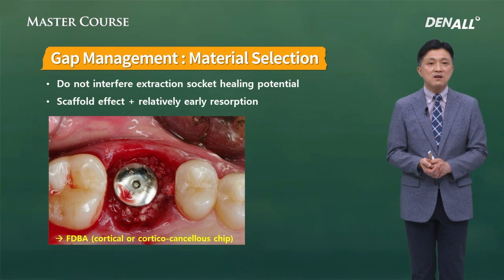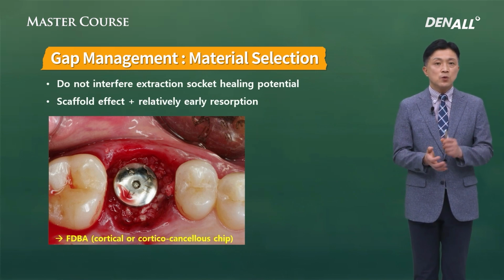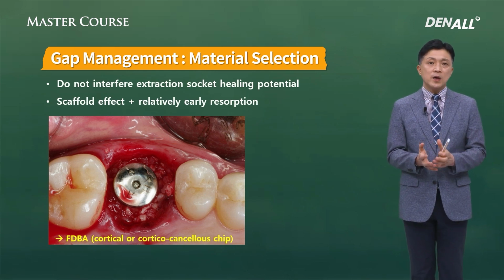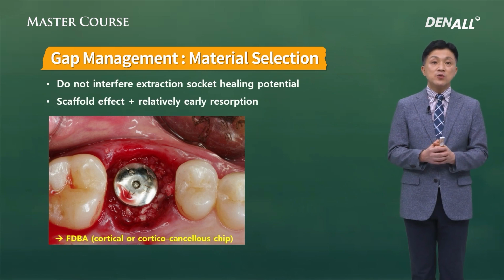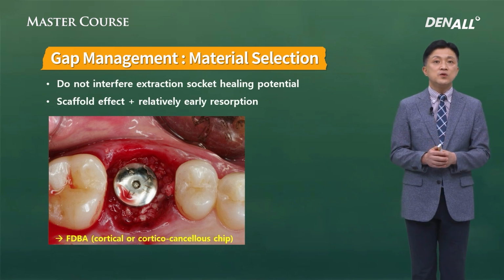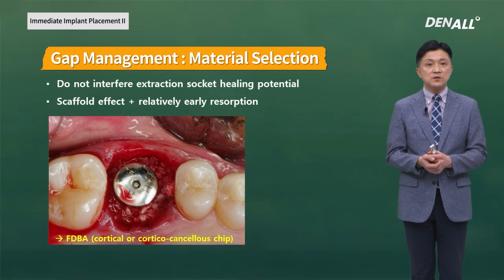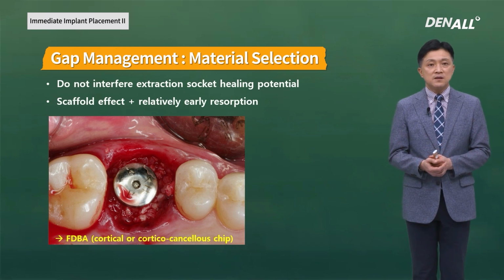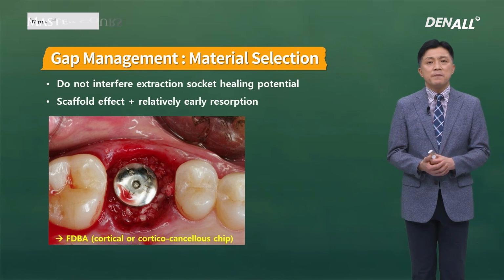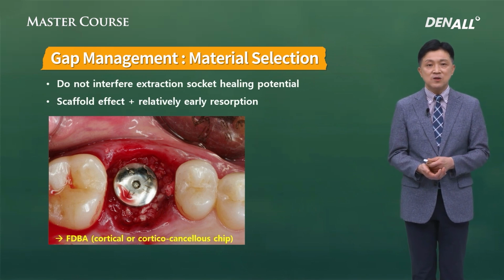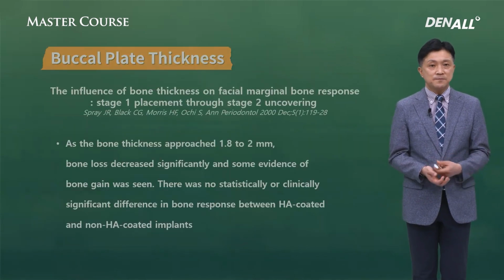When doing socket graft in an extraction socket, the requirements for graft material are: it should not undermine the healing potential of the socket. Therefore, if it lasts longer and is not absorbed after healing, or if the absorption is slow, it is not fit for socket graft. It needs to have a scaffold effect, and it needs to be relatively resorbed early. It needs to be replaced with host bone. That is better in the case of socket graft. That's why I use allogenic bone to do gap filling.